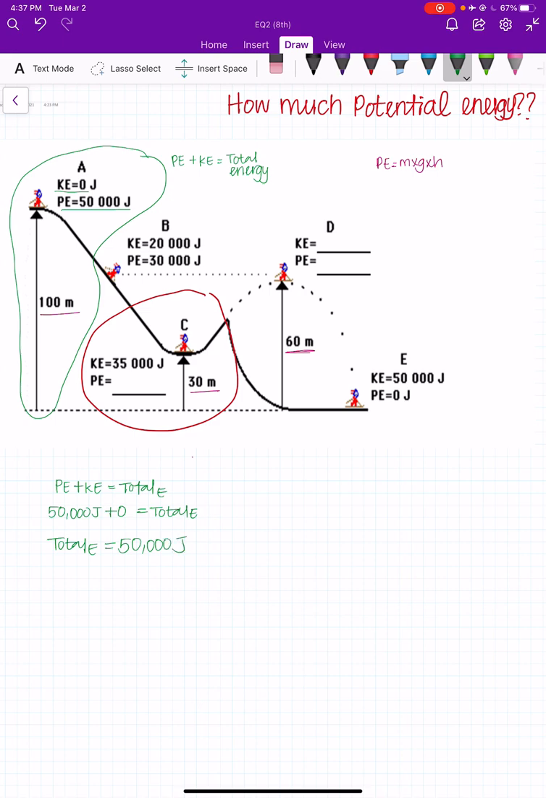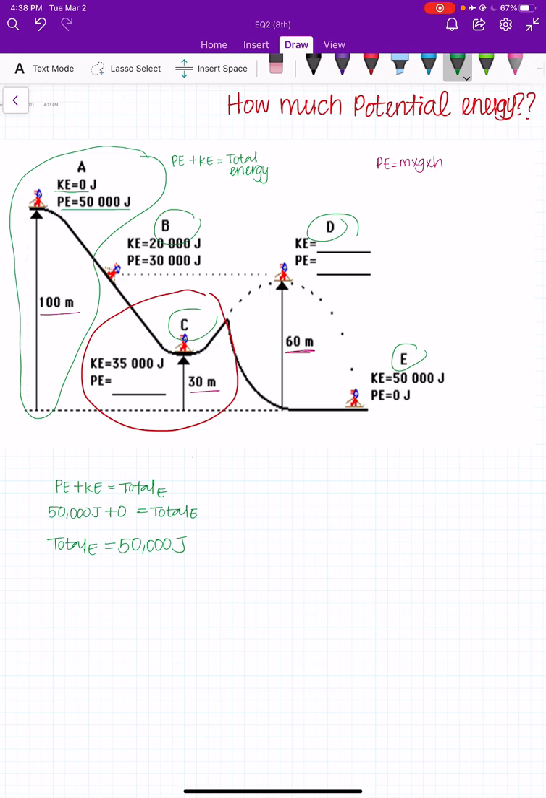Which means no matter where you go in this system, position E, D, B, or C, your total energy will always be the same, right? That was our question 2A. What will the total energy be? It will always be the same, okay?